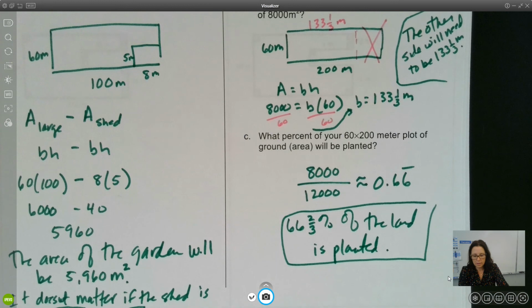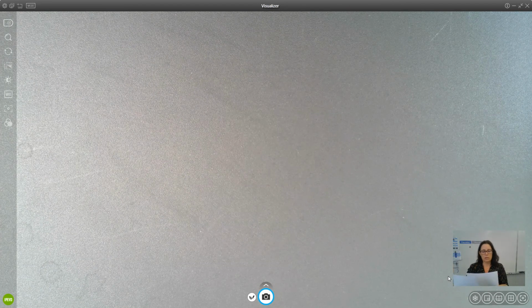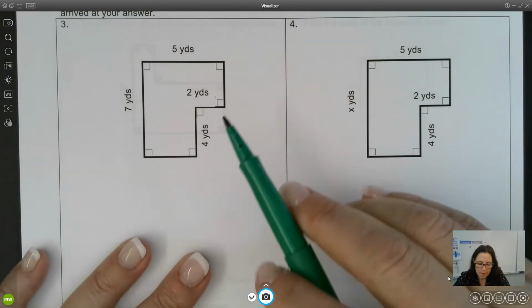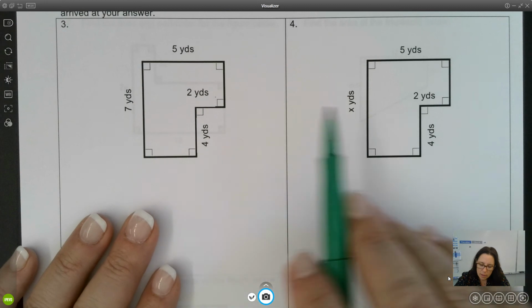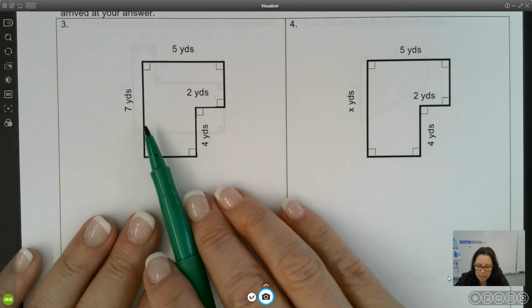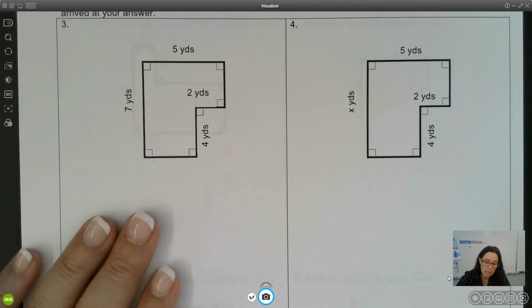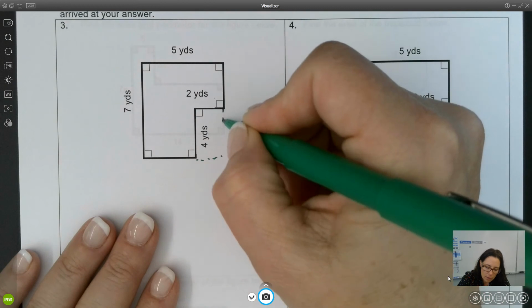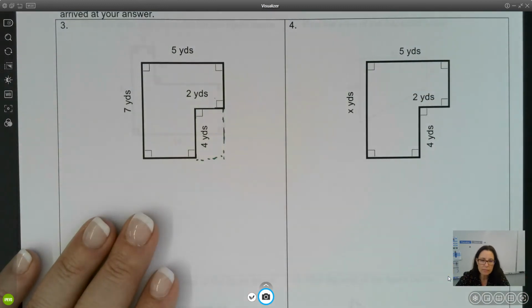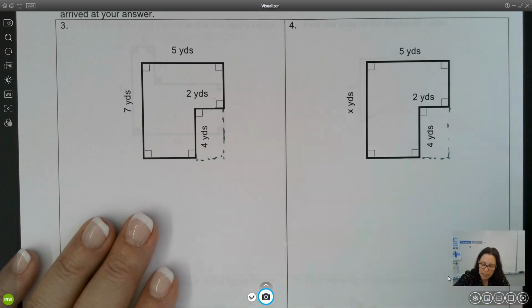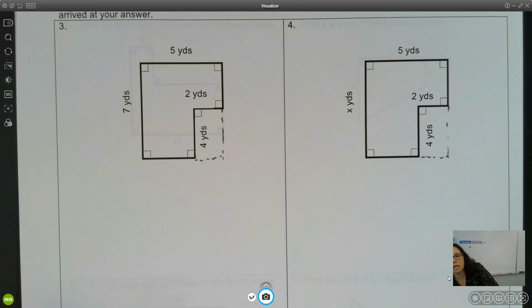Okay, the next few on the next page here are just some odd shapes. You know what, I think I'll do one. This one is the same thing as this one, but this one has an X, so I'm going to use the same technique. For me, I'm going to do this whole thing 7 by 5, and then take out this 4 by 2. Same thing over here: I'm going to do this X by 5 and then take out this 4 by 2. It's going to be the same technique on both.